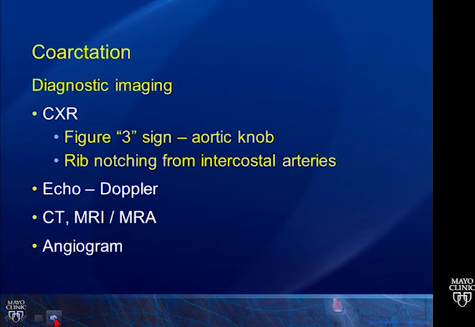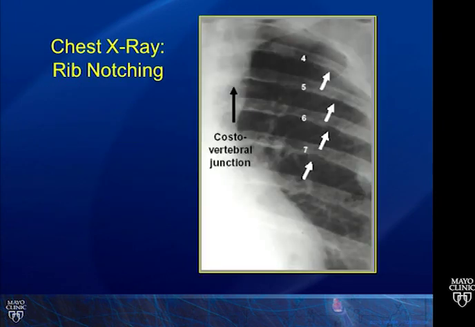Chest X-ray there, has a signature figure of 3 sign, which is really the aortic knob. You can sometimes see rib notching due to the increased flow in the intercostal arteries. And then the echo Doppler that I just showed you. Of course, CT, MRI can help to confirm, or an angiogram, your suspicions by echo.